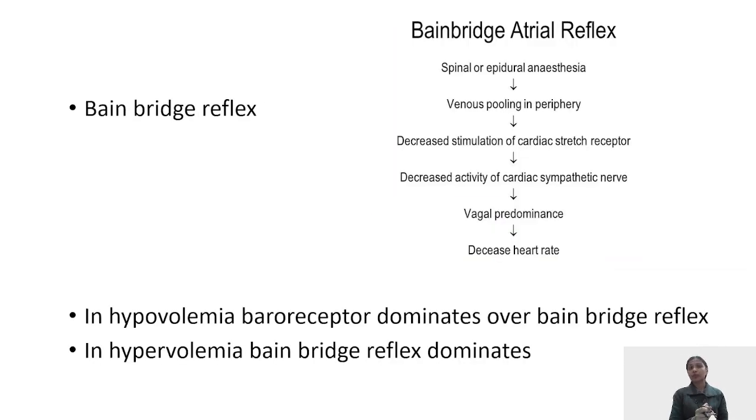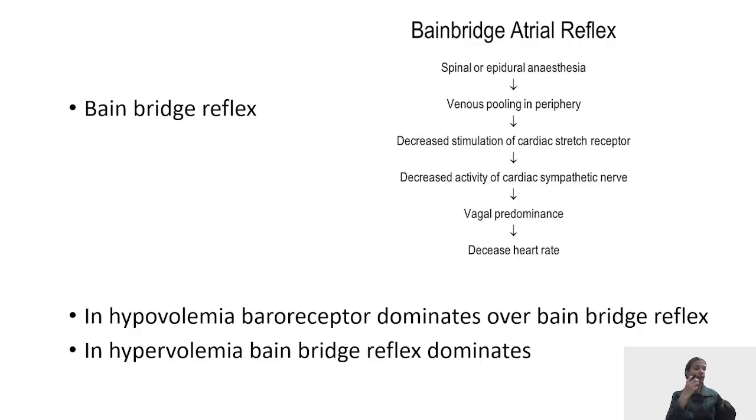What happens in Bainbridge reflex? We have venous pooling of blood after spinal anesthesia. This venous pooling leads to decrease in the stimulation of your atrium. That is, you have less amount of blood that is coming. If a lesser amount of blood is coming, then we have a decrease in the activity of sympathetic, and thus we have bradycardia. We have decrease in the sympathetic activity because less fluid is coming.